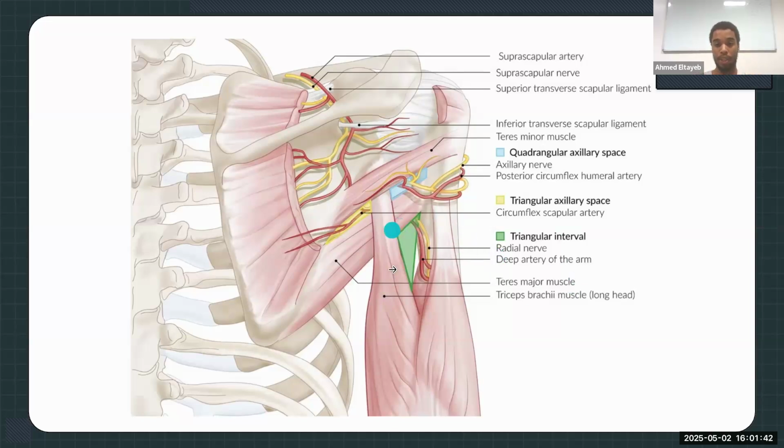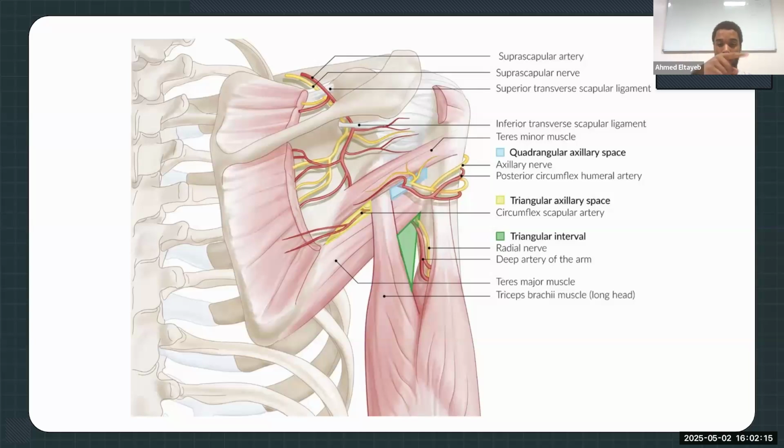Finally, we have the triangular interval. The borders are laterally the humerus, and medially the long head of the triceps. Actually, wait, no, sorry. Laterally is the lateral head of the triceps brachii, and medially is the long head of the triceps brachii. So triangular interval, laterally, lateral head of triceps brachii, medially, long head of triceps brachii.